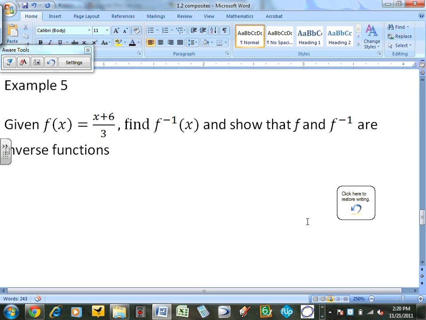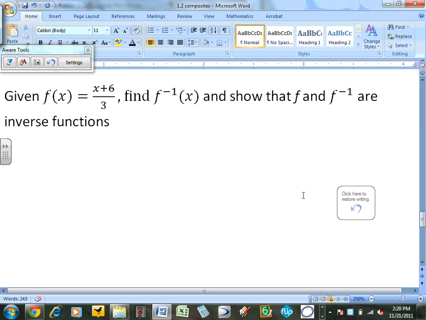Go ahead and hit pause on that and try that by yourself. Remember, to find the inverse, you just switch your x's and your y's. All right, and then go ahead and show that they're inverses of each other by doing f of g of x and g of f of x, and make sure they both equal x. If they both equal x, it's an inverse. If they don't, they're not inverses.